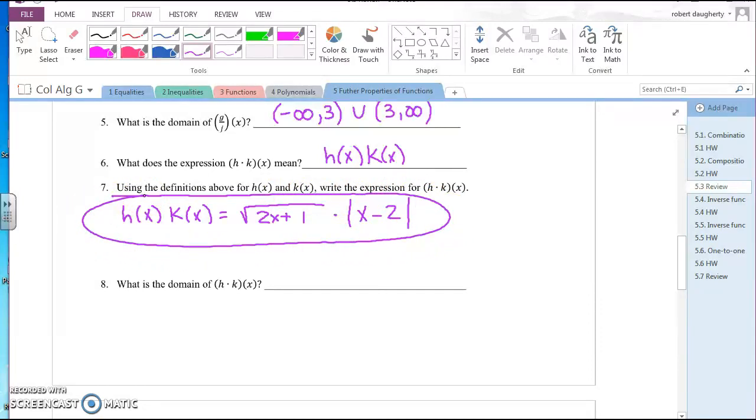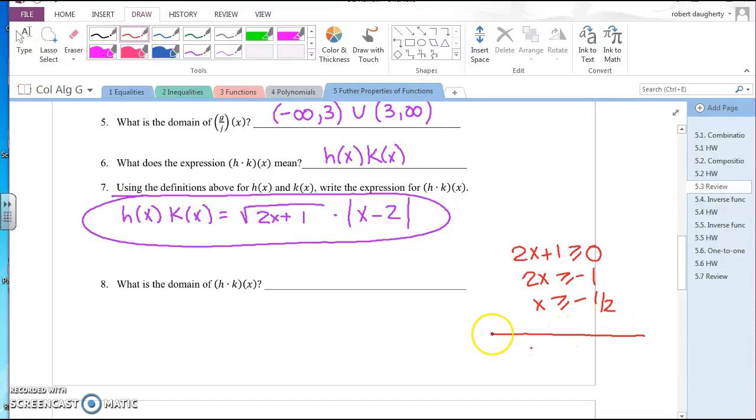What is the domain of this? Well, when I look at domains, I'm looking for square roots and fractions. I see no fractions, but I see a square root. My restriction when I see the square root is what is under the square root sign has to be greater than or equal to 0. So 2x has to be greater than or equal to negative 1. X has to be greater than or equal to negative 1/2.